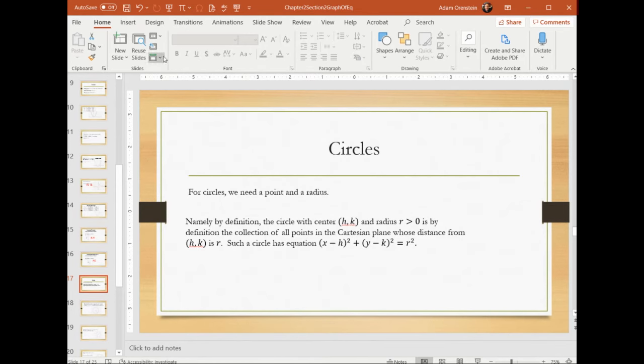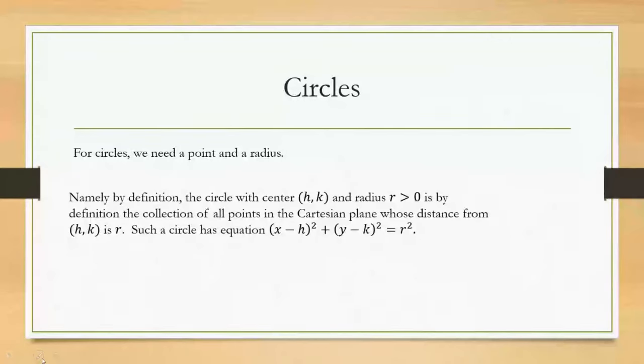So for circles, basically to have a circle, if you were asked to draw a circle in the Cartesian plane, you would need at the very minimum a point and a radius. You could actually draw it if you have 2 points, but to actually get an equation of a circle, that is to find the equation whose graph is a circle, you have to know the center and you have to have the radius. That's what we have here.